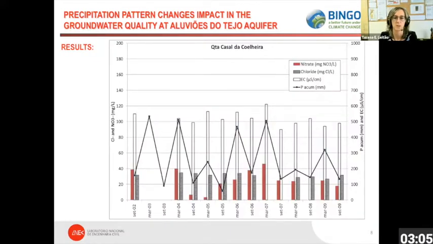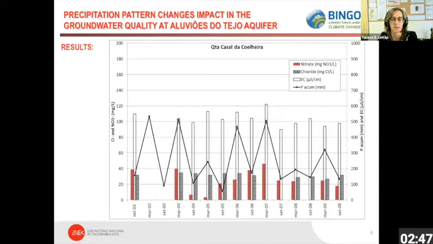Yeah, so if we take a look at the results of one of the wells, we can see 2004 and 5 as years with less nitrogen concentration. So it looks like the nitrogen is retained in the soil due to absence of recharge.